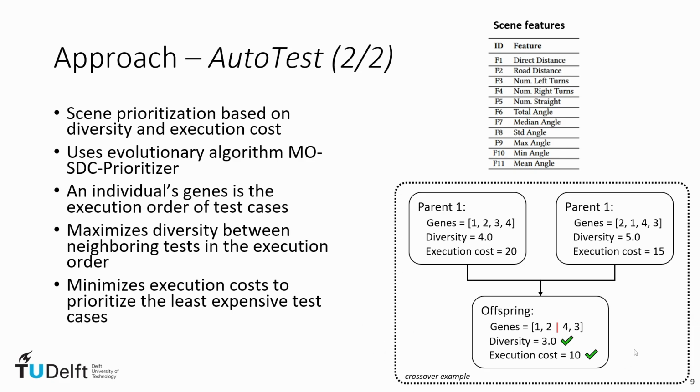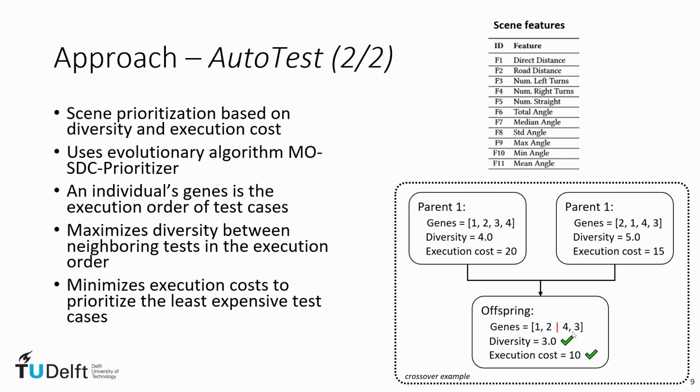So here I have a small example of what a potential crossover might look like in this evolutionary algorithm. I have two parents. They have two different sets of genes, and they have different levels of diversity and execution cost. And what happens is that the genes are then combined. In this case, it was a single point crossover. It can be other crossover operators as well. But here it's chosen to pick the first two genes of the first parent and the second two genes of the second parent. And this gives a new sort of gene set.